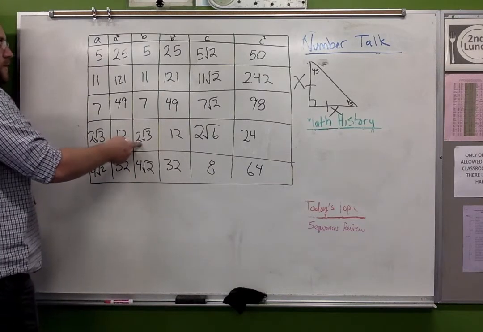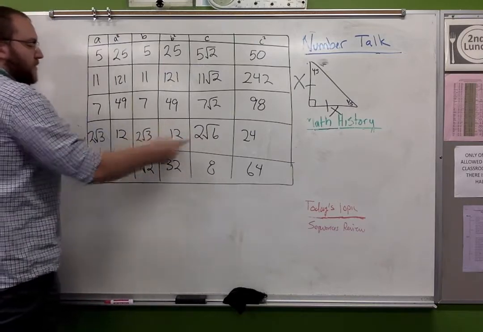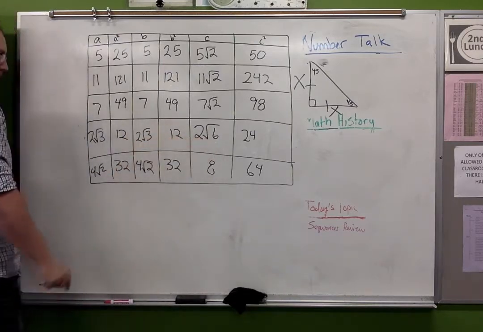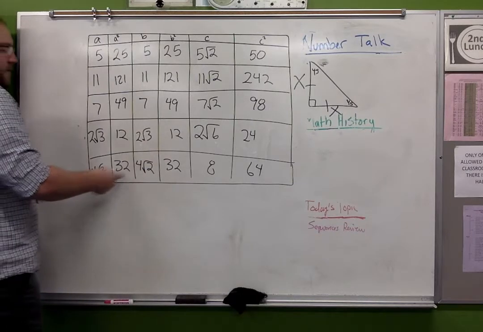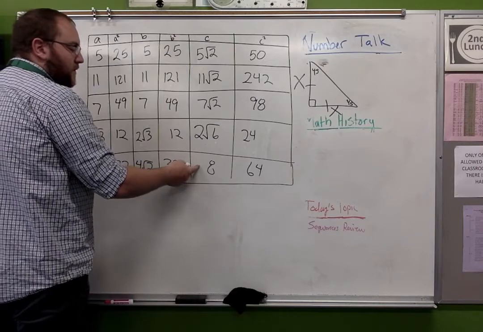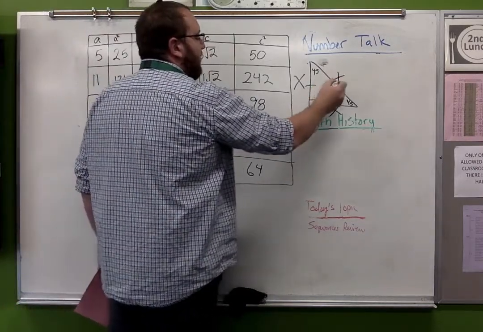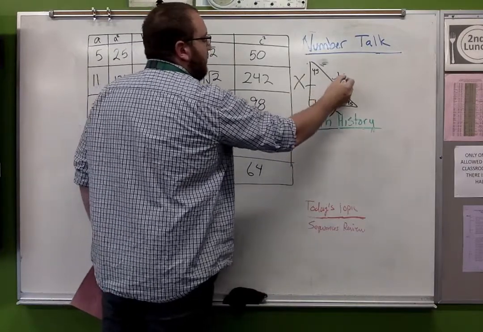A and B is 2 square root of 3. If I multiply by square root of 2, 3 times 2 is 6. 4 square root of 2 times square root of 2 is 4 square root of 4. Square root of 4 is 2. 4 times 2 is 8. So the hypotenuse for a 45, 45, 90 is you take a leg and you multiply by the square root of 2.